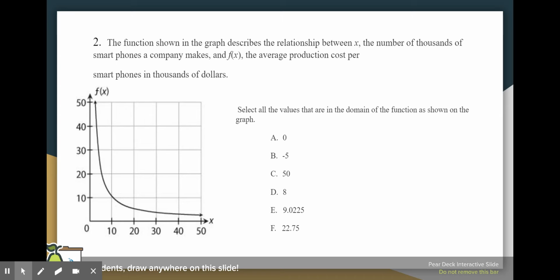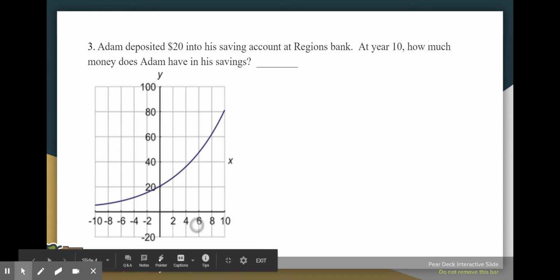So let's see, the domain, that's the x values. So first one, 0. Is there an x value for 0? No, there's not, so we're not going to select that. What about -5? That's going to be way back here. Is that on my graph? No, it's not. What about 50?